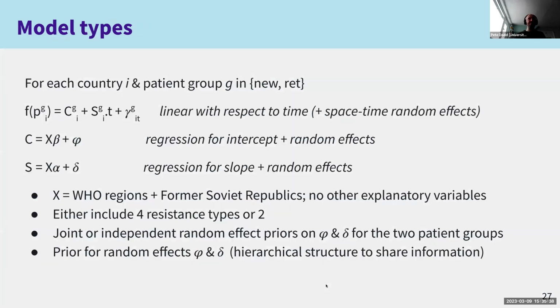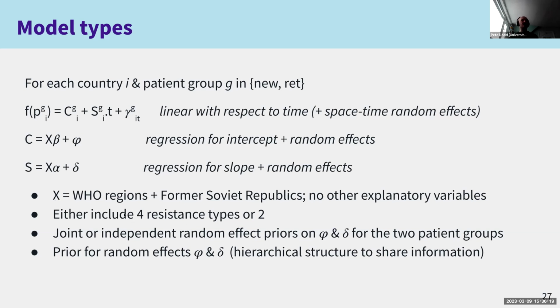spatial random effects. So to summarize, this is a summary version of what I've just been saying. All of the models were of this form. You've got some response that involves an intercept, slope, potentially some space-time random effects, and then the intercept and the slope are each separately modeled using regression, putting additional priors on these random effects to represent some other hierarchical structure. The choice of explanatory variables was basically WHO region with former Soviet republics split out.